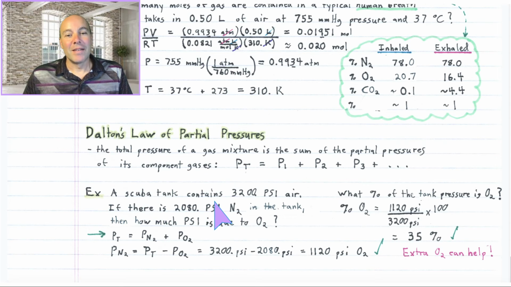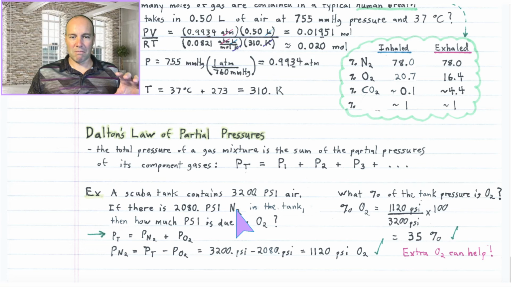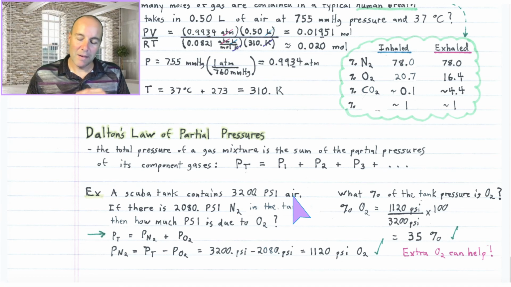A scuba tank contains 3,200 psi of air. Lots of stuff in the air, it's a mixture of gases. A scuba tank contains 3,200 psi of air. If there is 2,080 psi of nitrogen in the tank, then how much psi is due to oxygen? Here we're making an assumption that the tank only has nitrogen and oxygen.